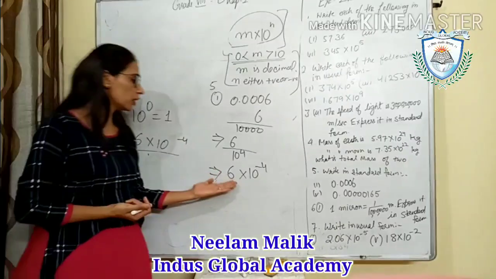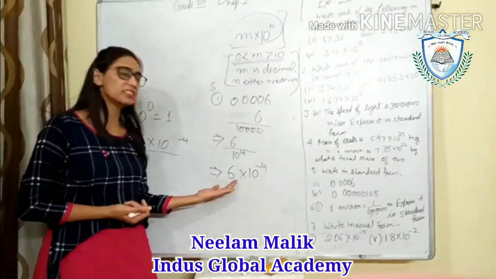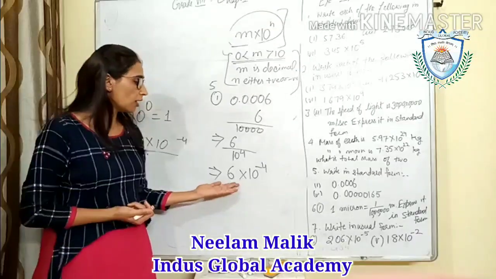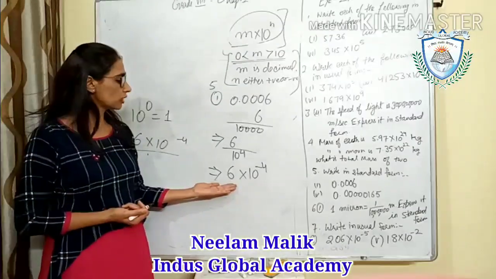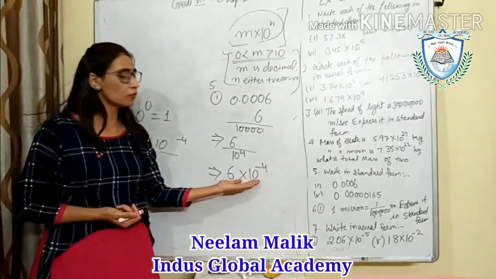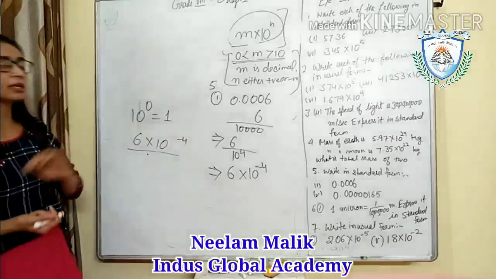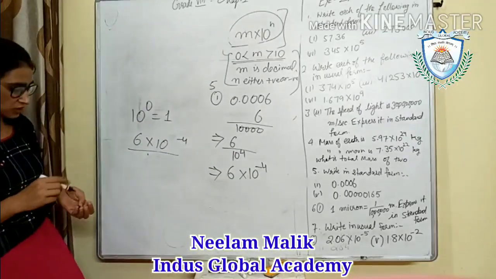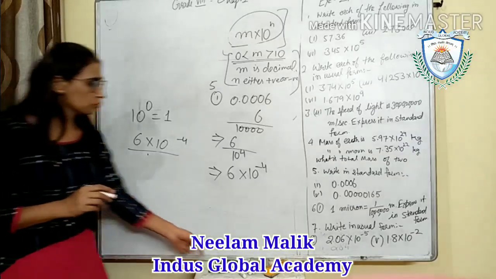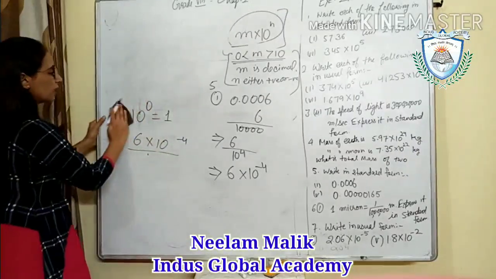If you want to write this number in decimal, you can write 6.0. Now our m is between 0 and 10, and this is in the form of 10 raised to power n, where n is negative. So this is in standard form. Now the other part, the fifth part.